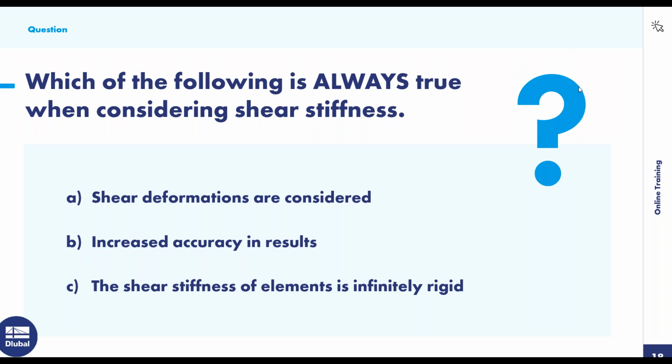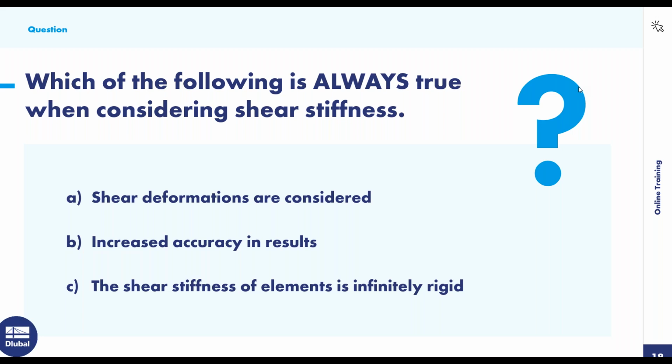All right, so it looks like we have some mixed answers. The question was, which of the following is always true when considering shear stiffness? The first option is shear deformations are considered. The second option is increased accuracy in results. And the third option is the shear stiffness of elements is infinitely rigid. This is a little bit of a tricky question, but the correct answer is A. When considering shear stiffness, shear deformations are always considered.